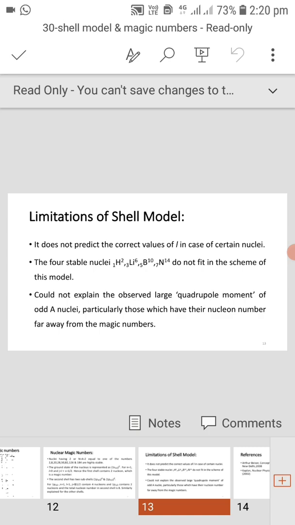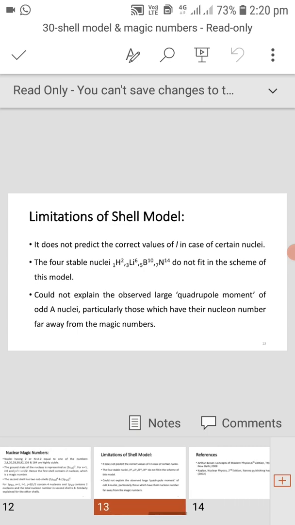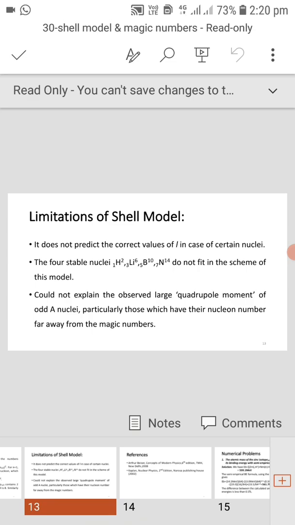And what are the limitations of this shell model? It does not predict the correct values of L in the case of certain nuclei. The 4 stable nuclei, that is hydrogen, lithium, boron and nitrogen, do not fit the scheme of this model. It could not explain the observed large quadrupole moment of odd A nuclei, particularly those which have their nucleon number far away from the magic numbers.